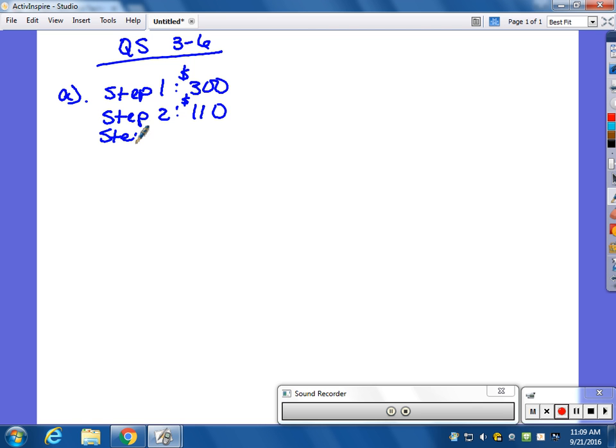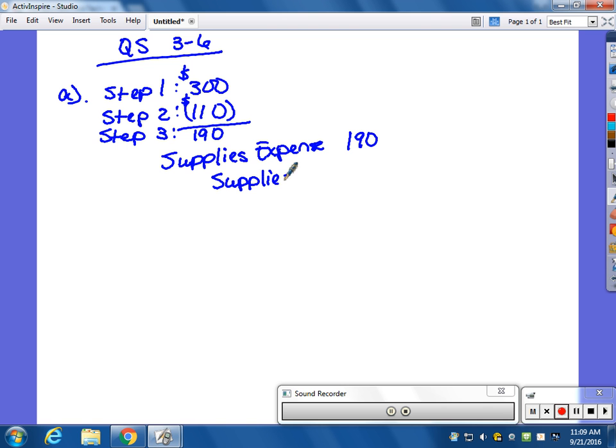So step three, what is our adjusting entry for this? We debit what? We credit what? Debit supplies expense. For how much? 190, because if we subtract 110 from 300, we get how much? 190. So we're going to debit supplies expense for 190 and credit what? Supplies. Are you following?